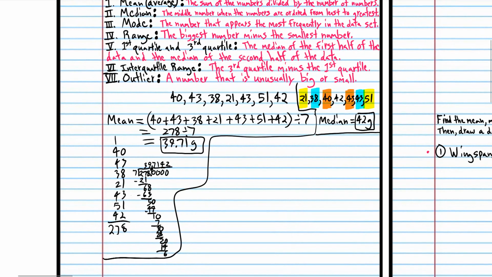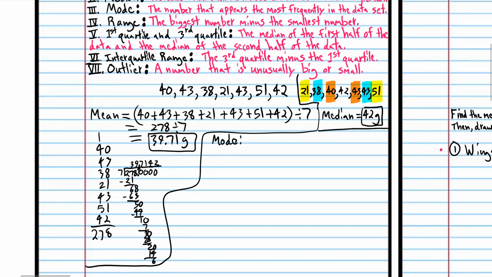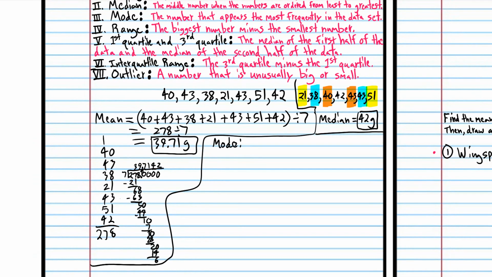So now we're going to find the mode. Now there's good news with the mode. The mode is really easy to find. The mode is just the number that appears the most in the data set. So look at your data set. Which number appears the most? Well, 43 appears the most. It appears 2 times, whereas the other numbers only appear once each.